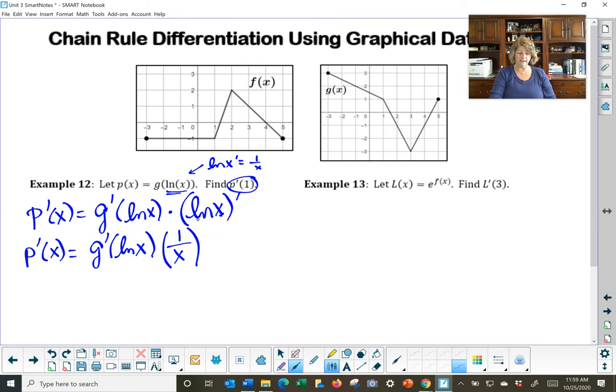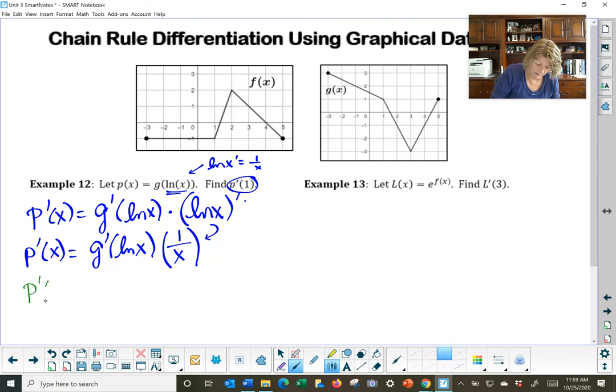I can't plug in natural log of 1 here and then expect to take the derivative and get the same thing as natural log of x. They are not the same. So I took the derivative of natural log x and got 1 over x. Now let's throw in our 1.